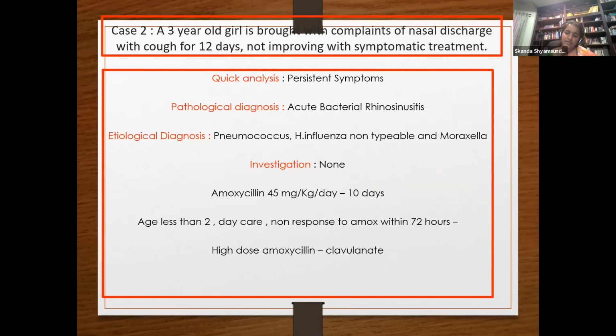That is, for amoxicillin we have 2 spectrums. One is 45 mg per kg per day. In certain other infections you give 80 to 90 mg per kg per day. So for ABRS we give amoxicillin 45 mg per kg per day for 10 days.